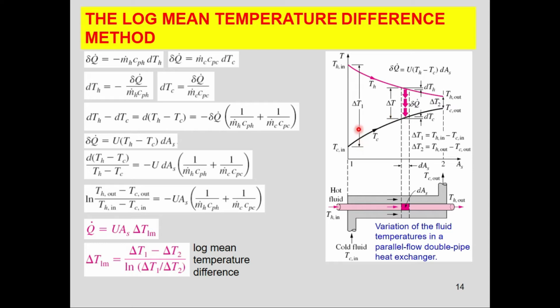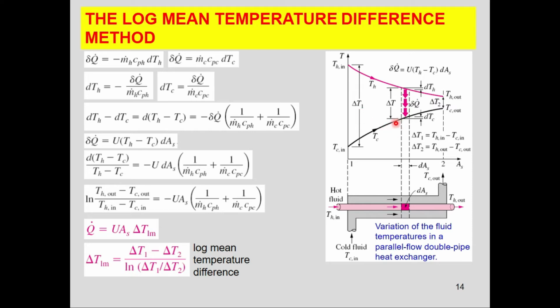As you can see, at point 1 the delta T would be very high, but at point 2 the temperature difference between the hot and the cold fluid is very small. So along the length of the heat exchanger, this delta T varies, and it will have a huge impact when we design the heat exchanger, or when we go for the determination of the surface area.